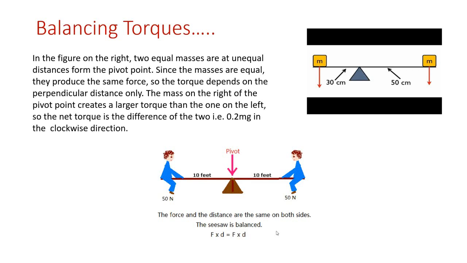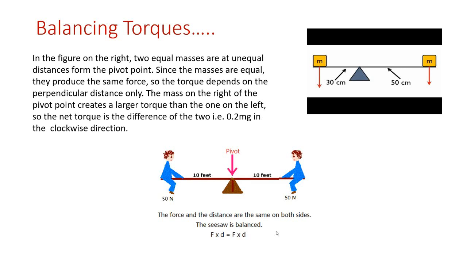is at 30 centimeters. The mass on the right of the pivot point creates a torque in the clockwise direction, but the mass on the left creates a torque in the counterclockwise direction. So the plank rotates in the clockwise direction because the mass on the right has a larger torque.